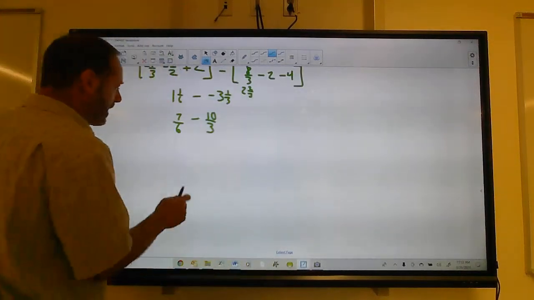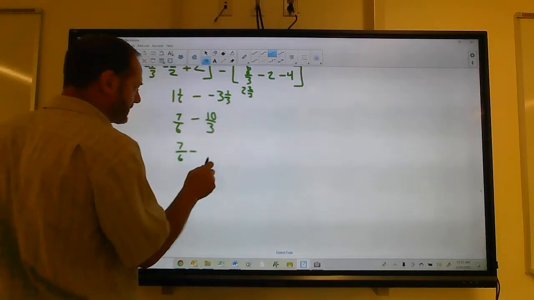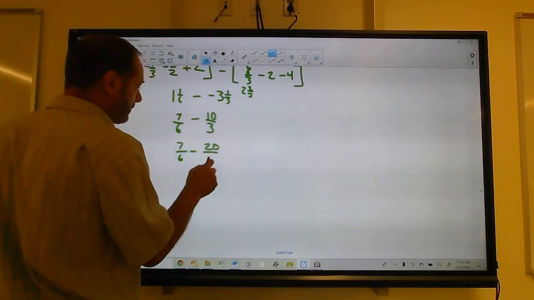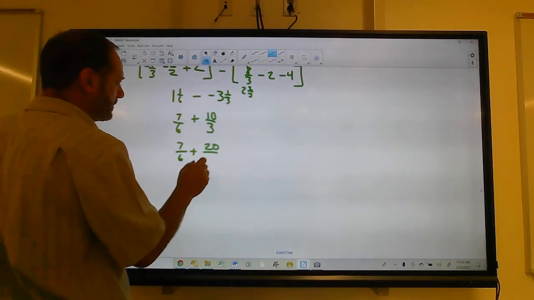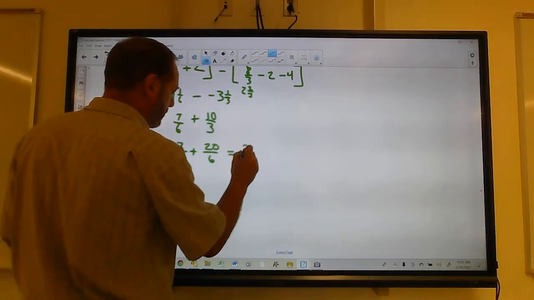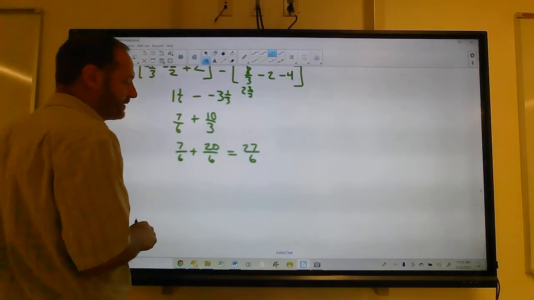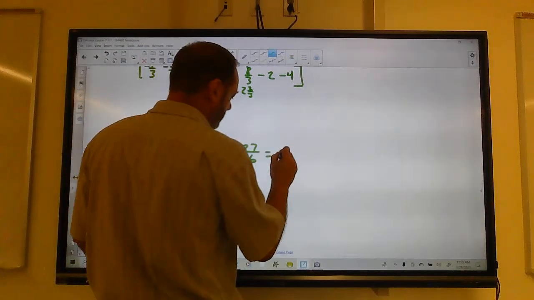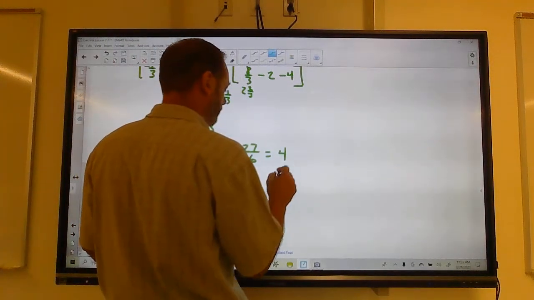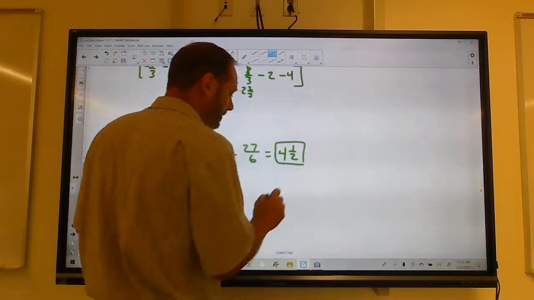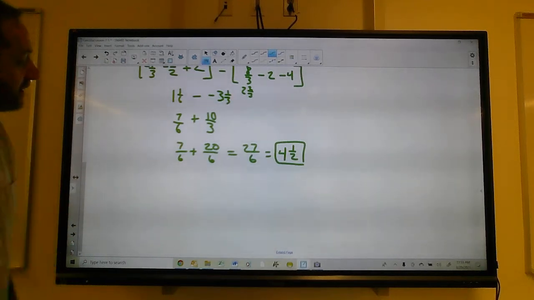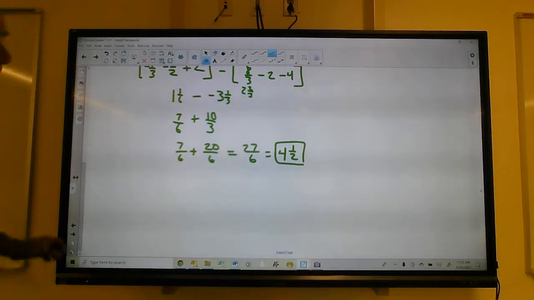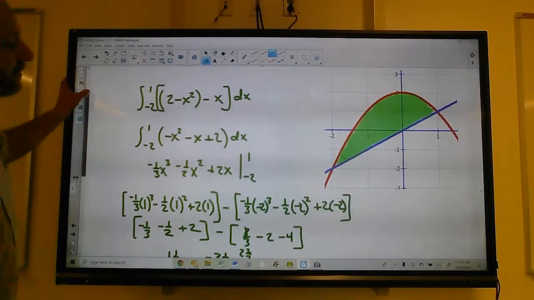Okay, and then if we get a common denominator, this is 7/6 minus 20/6. Oops, this should be plus because the negatives cancel out. So this is 27/6, which is going to be what? 4 and a half. All right, let's check our answer here and make sure that we did all the arithmetic right. And yes, it's 4 1/2. So there you go. Got the area between those two curves.